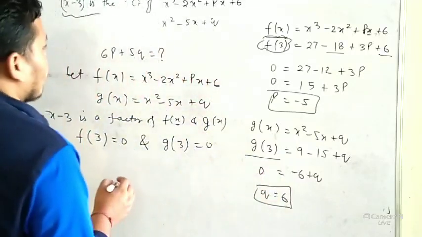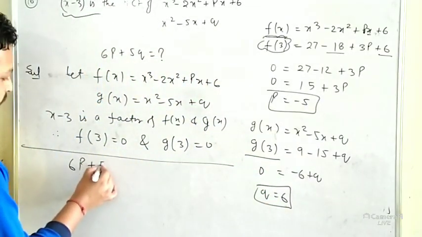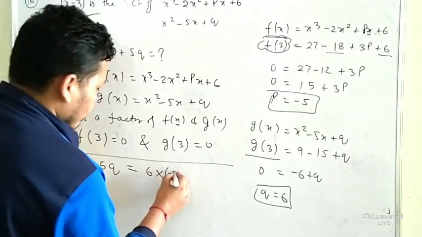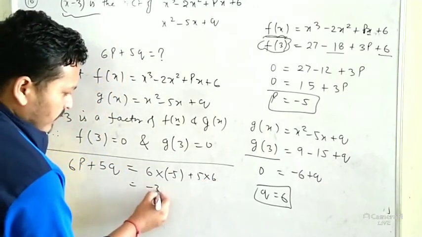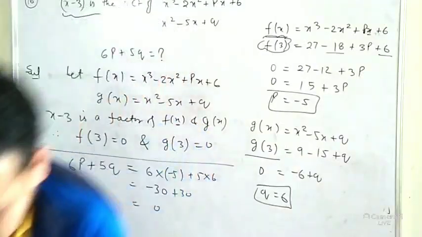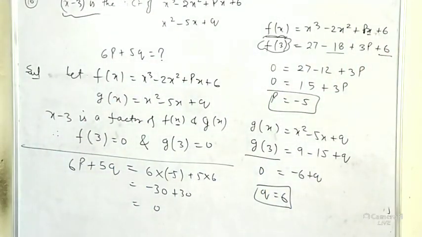And the question is to find the value of 6p plus 5q. So what is the value of p? So 6 into minus 5, and plus 5 into 6. So it is minus 30 and plus 30. So our answer is 0. Okay, this is our solution. Hope you understand this type of question, and all are very easy questions.